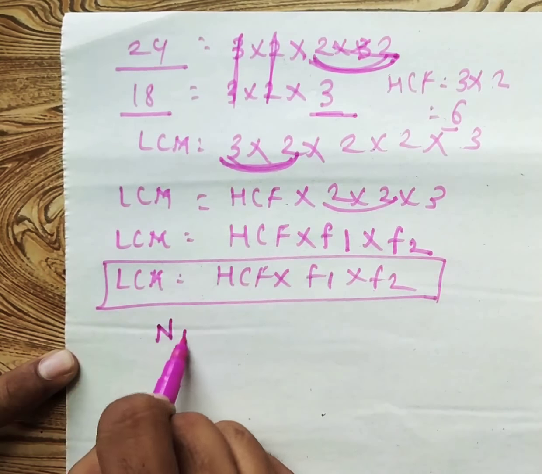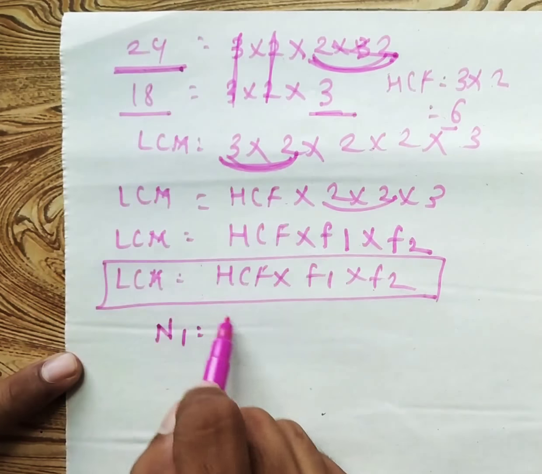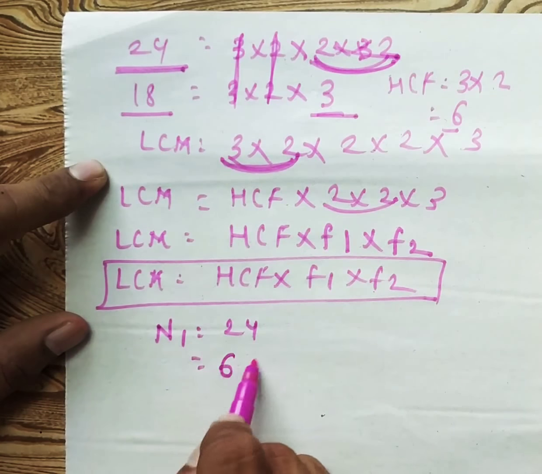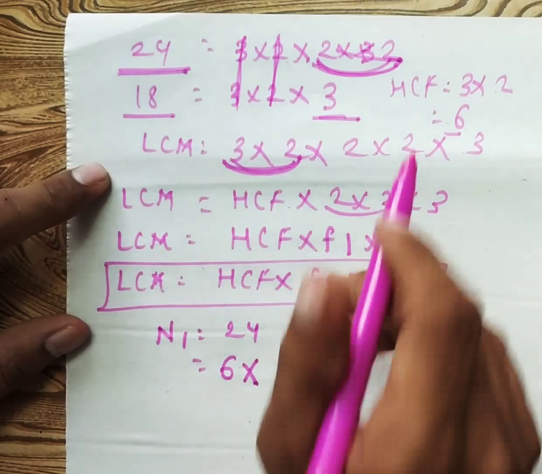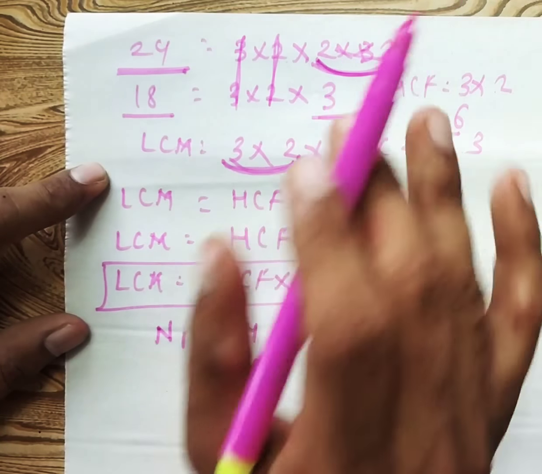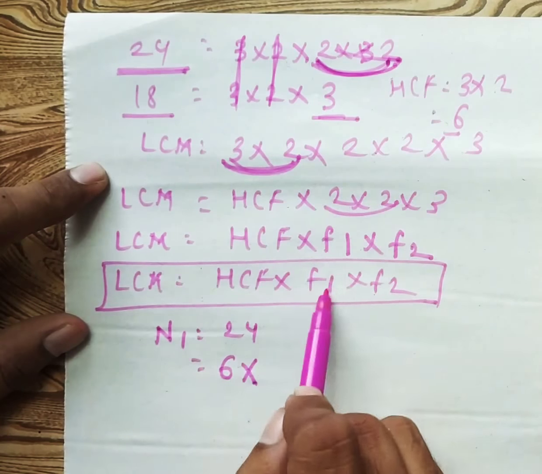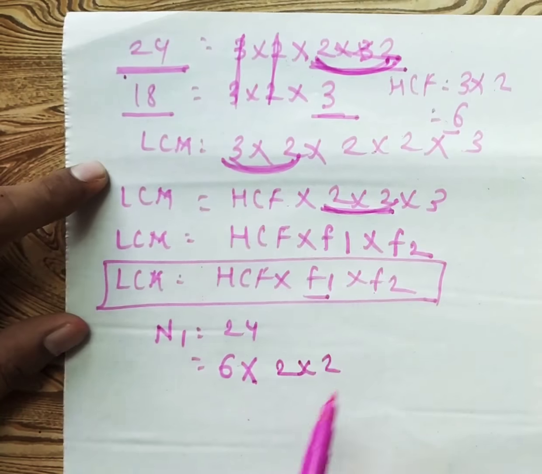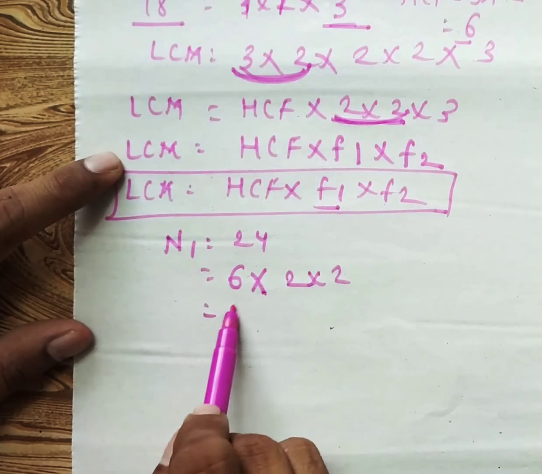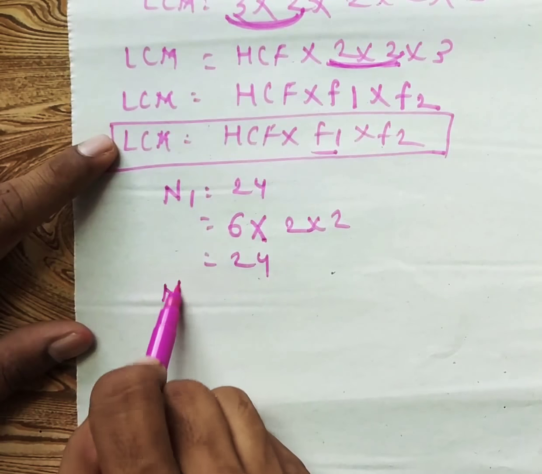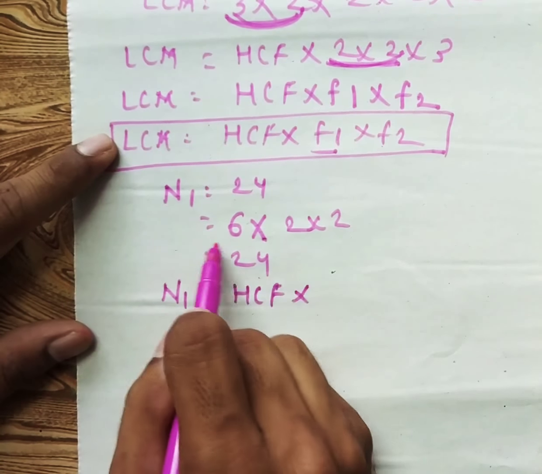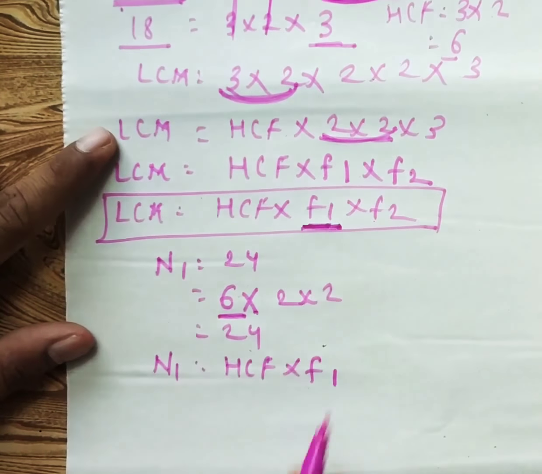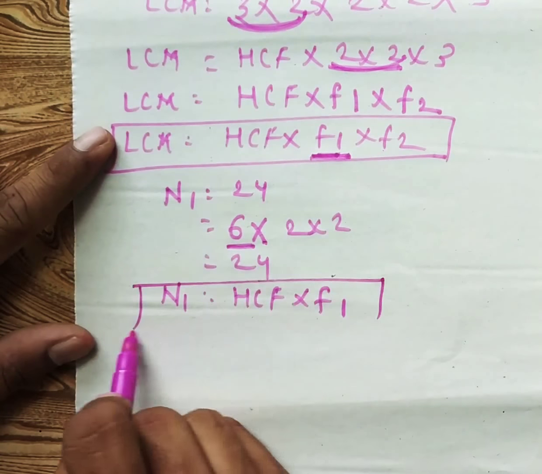Now let's see, number 1 is 24. I can write it down as HCF, 6, into, these are the common factors, and these are the uncommon factors. F1 is the factor of the first number, 2 into 2, so 6 into 2 into 2, 6 2s are 12, 2s are 24. We can conclude that number 1 is always equal to HCF into factor 1.